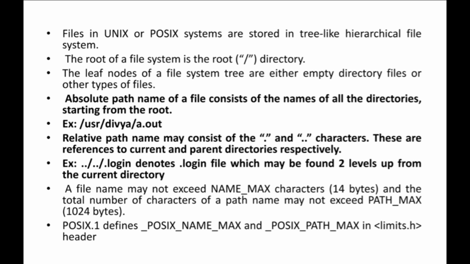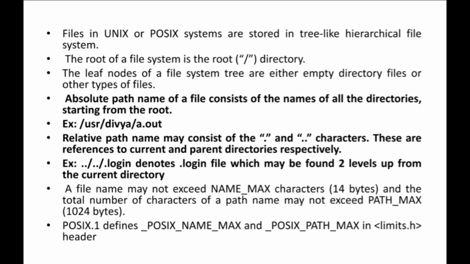This is the right size. A file name should not contain more than 14 bytes. In the previous videos I discussed POSIX name max and POSIX path max while discussing the macros. These macros give the maximum values, so you can't exceed them. The number of characters or the size should be within this only.